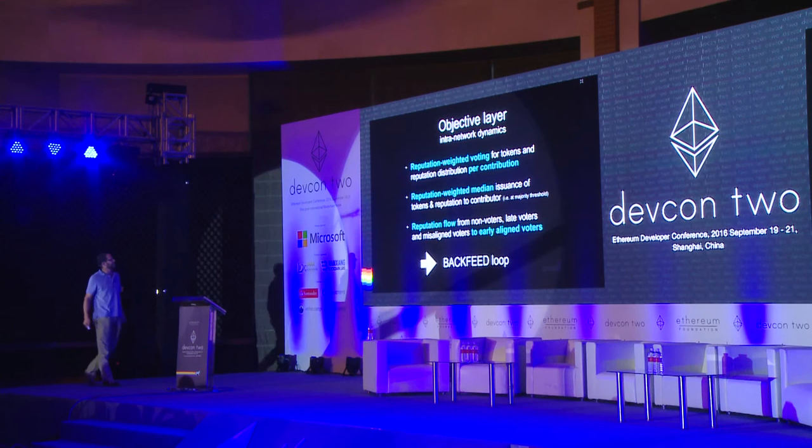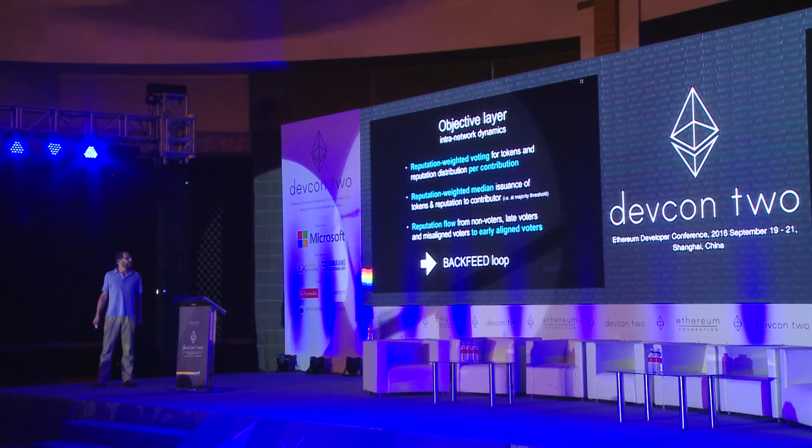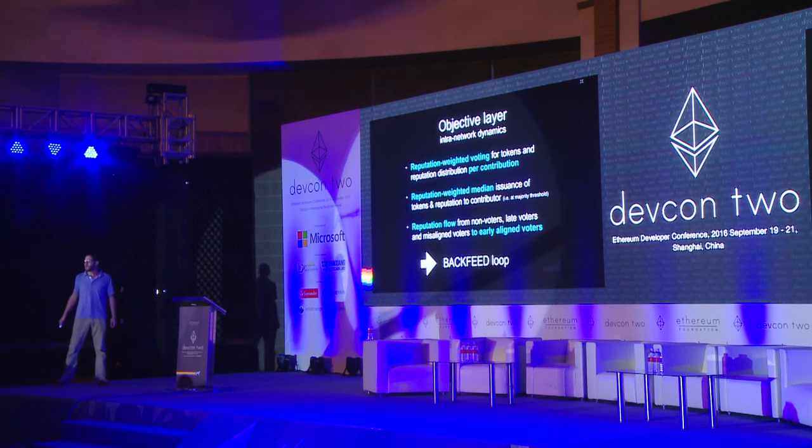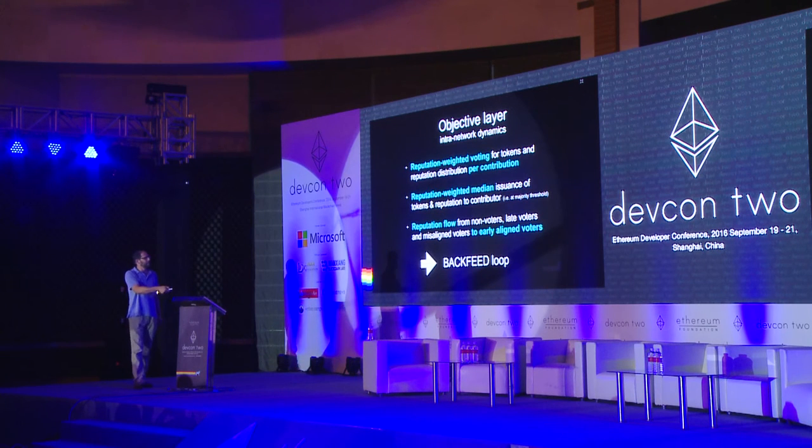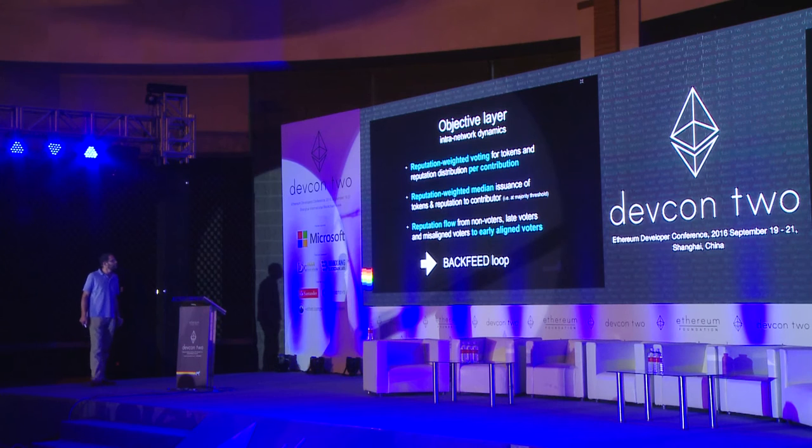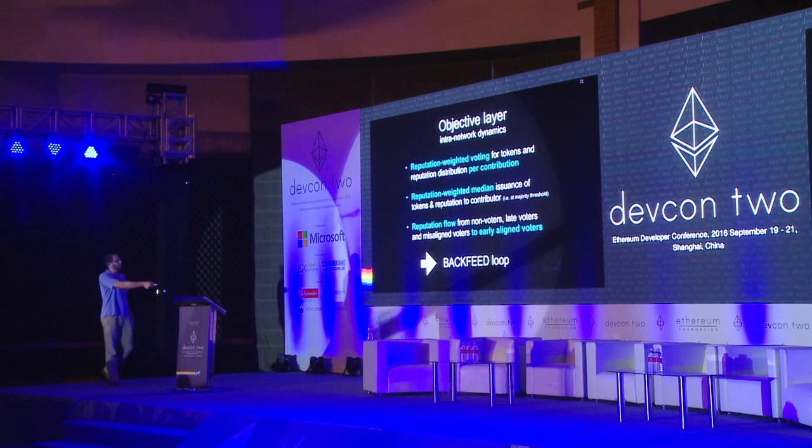Okay, so the objective layer is really about a reputation-weighted voting system for the allocation of tokens and reputation per contribution to the contributor. Basically, the outcome of the voting is the median. That's pretty important. And one consequence of that is that you only get issuance of tokens once you reach a majority threshold. We'll talk about that later. And then, most importantly, there is also reputational flow from non-voters, late voters, and misaligned voters into early aligned voters.